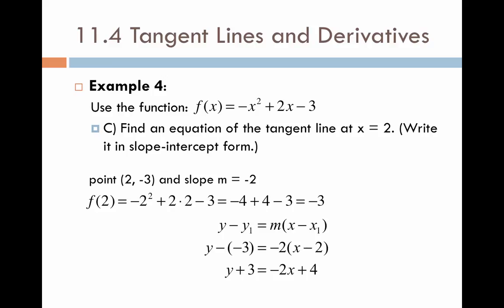Cleaning this up, negative 3 becomes positive 3, and I can distribute the negative 2 through. And now since I want this in slope-intercept form, I have to solve for y by subtracting 3 on both sides. So I get y equals negative 2x plus 1. So that's the equation of the tangent line.